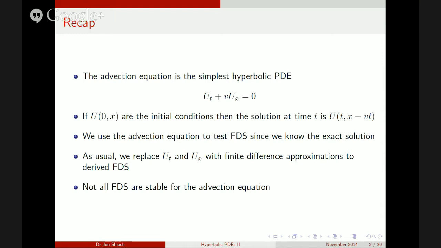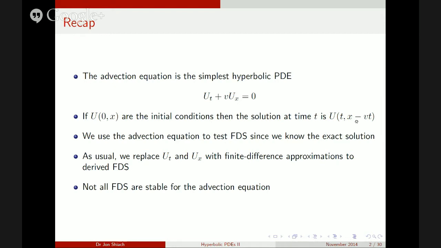We want to derive finite difference schemes, but quite often we might have a complicated system and we're not sure whether the finite difference schemes will work. Well, what we do is we test it against this simpler one. If they don't work on the simple one, they're not going to work on the more complicated ones. So it allows us to discard any schemes which are no good. If the initial conditions are that function, then the solution at time t is x minus vt.